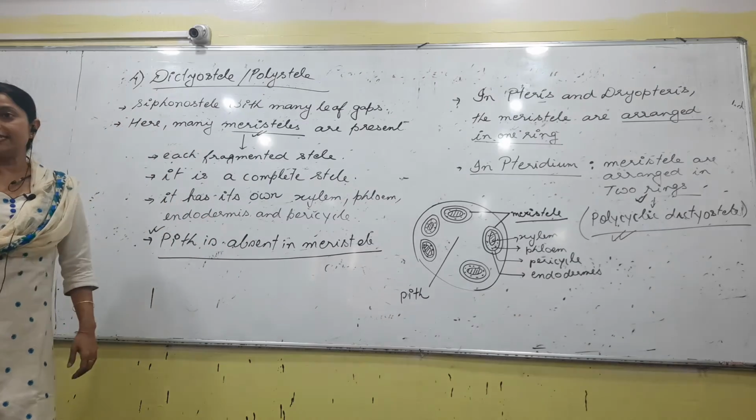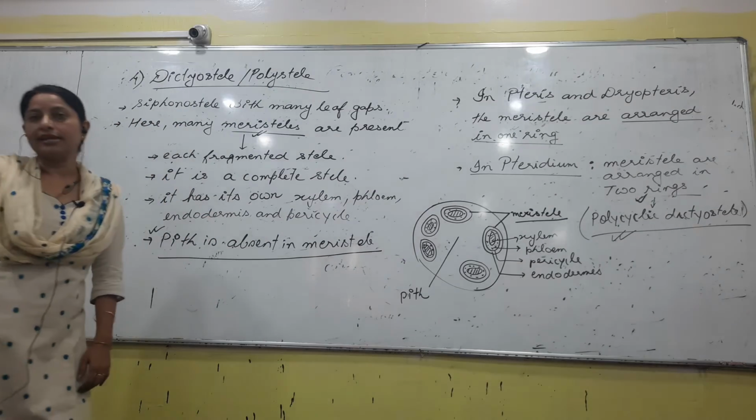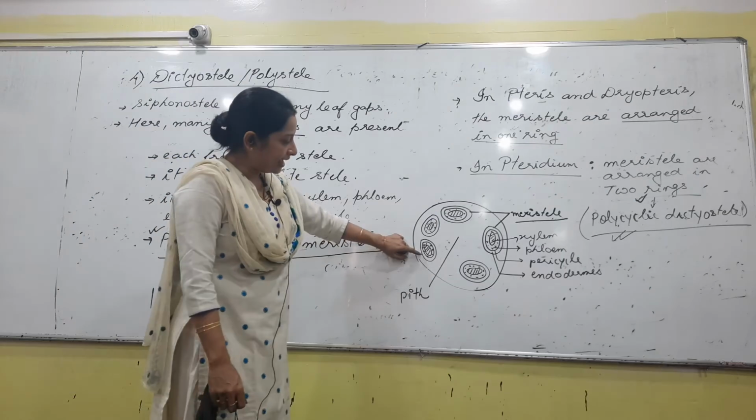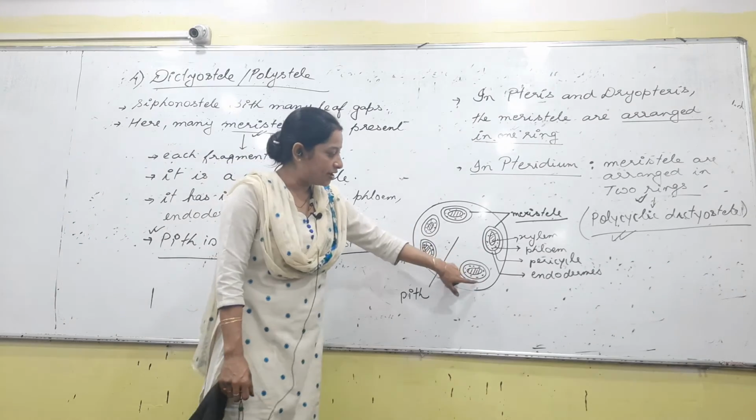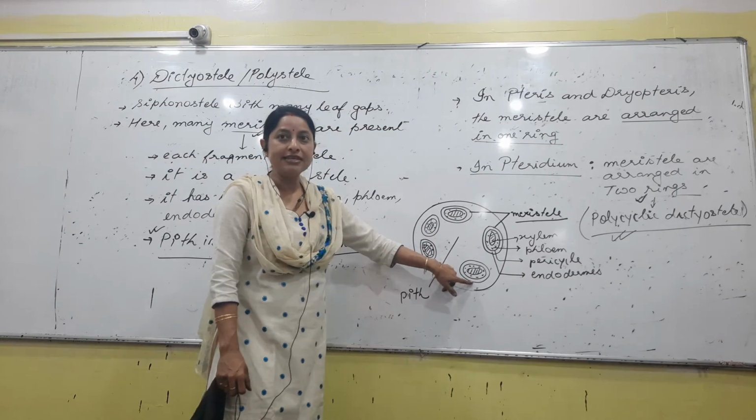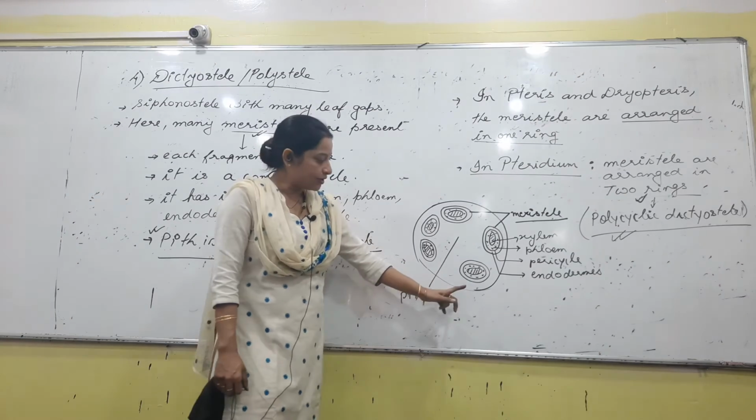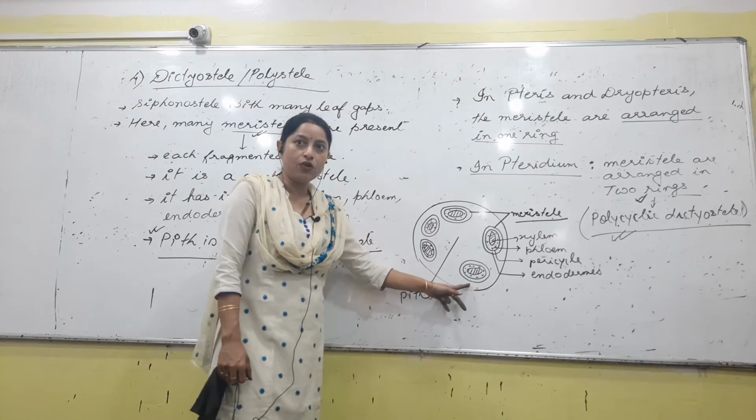Here we have not written cortex, right? Which part would be called the cortex? We have the endodermis. What is the outer layer of the meristele? Endodermis. And what was outside the endodermis? Cortex. So ultimately that portion will be the cortex.